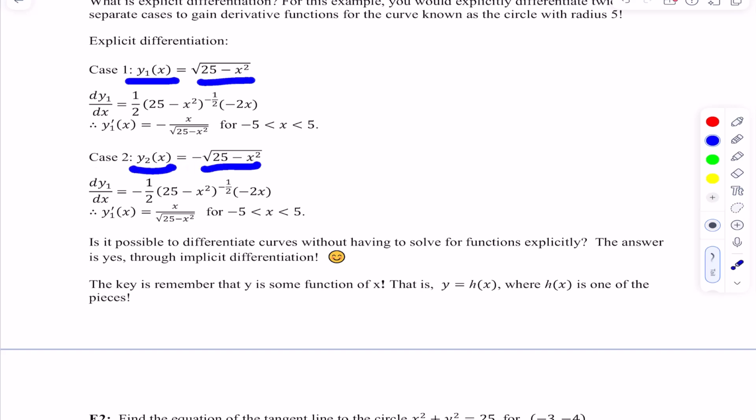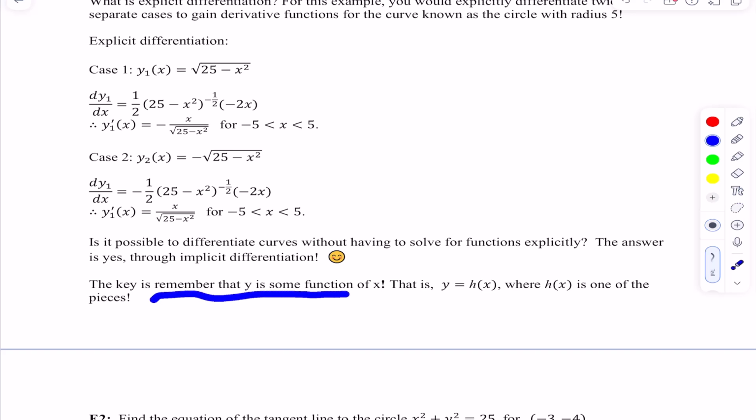So here's case 2. It's a function of x. Y has an exponent of 1. We'll go ahead and differentiate this, and this process is called explicit differentiation. Now, it'd be nice to know if there is a possibility to differentiate curves without having to solve for the functions explicitly. For some functions, it will be very difficult to solve for y and make sure that y has an exponent of 1. So, is there a process where we could find the slope of a tangent line to a curve? And the answer is yes. We call this implicit differentiation.